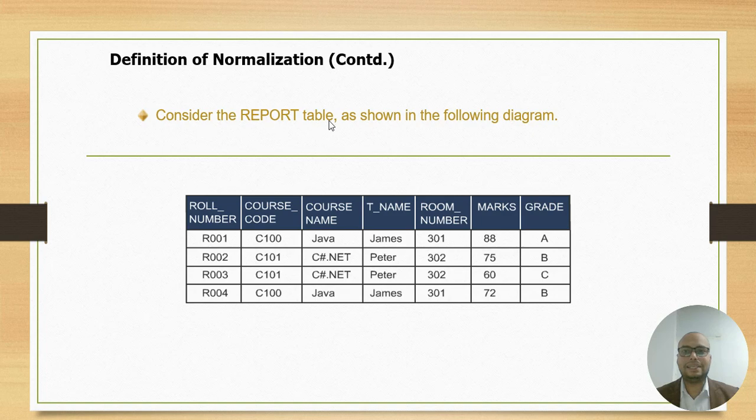Consider the report table I show in the following diagram: roll number, course code and course name. By roll number we can see all the details. By course code we can identify the course name. Suppose Java has a course code, as you can see, C100. Here you can see .NET, C Sharp .NET, C1001. Each course code defines a specific course name.